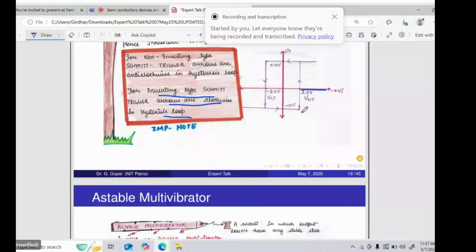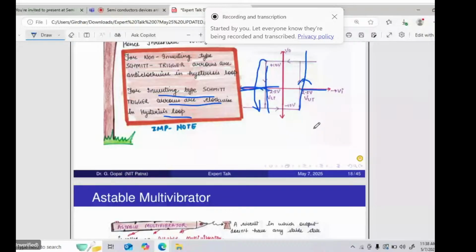You have to clearly understand this thing. When the transition is occurring, there is always a transition from plus Vsat to minus Vsat, or minus Vsat to plus Vsat, depending upon the input signal only. So don't get confused in this. There is a transition from plus Vsat to minus Vsat when Vi is less than minus 2.5 volts. That's why this direction is anti-clockwise.